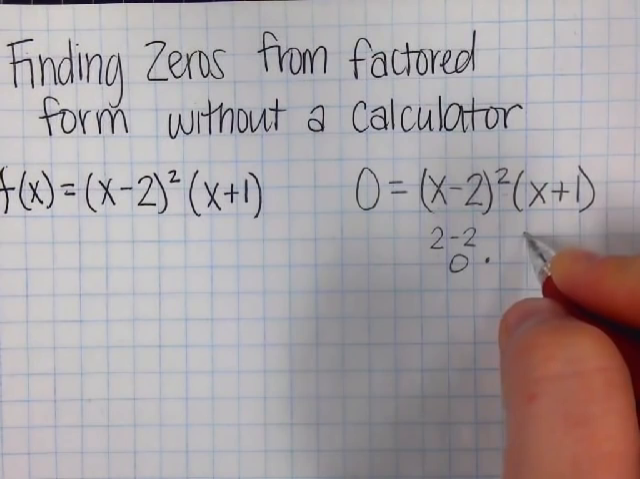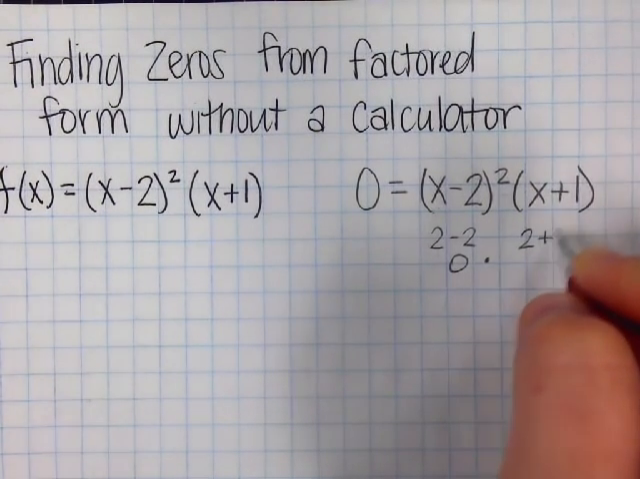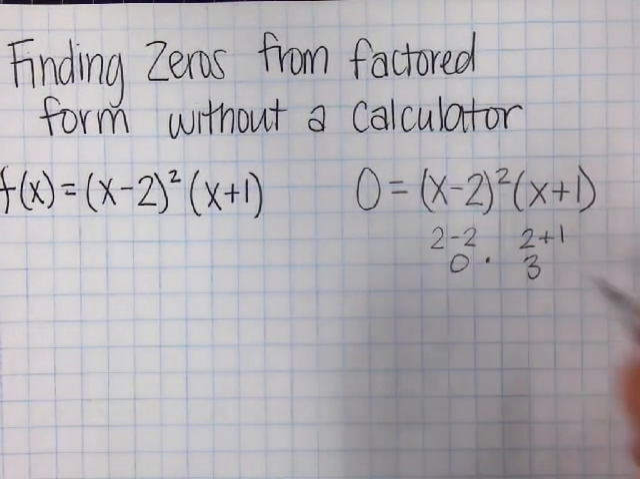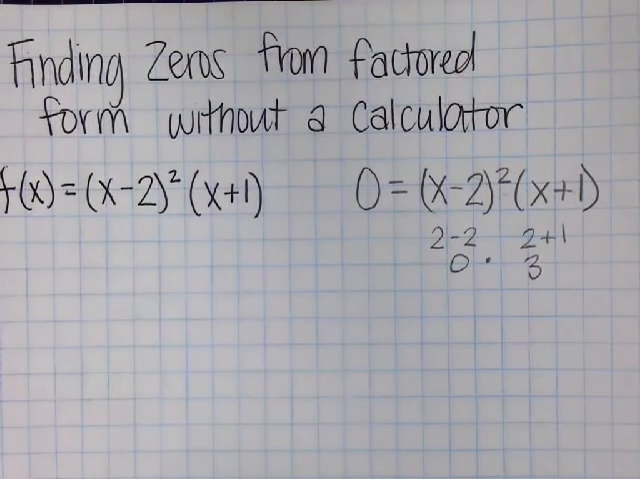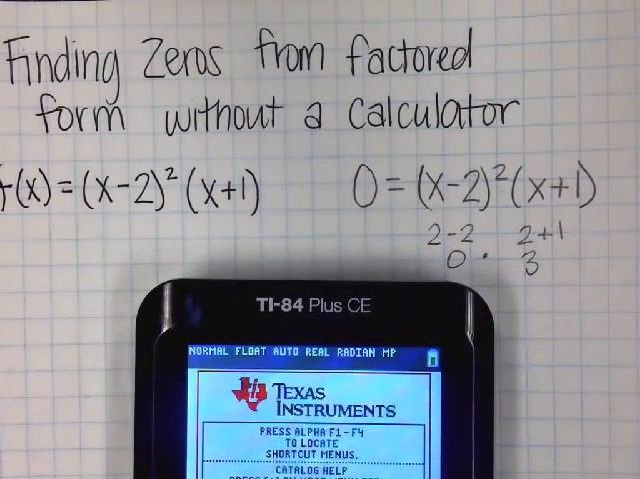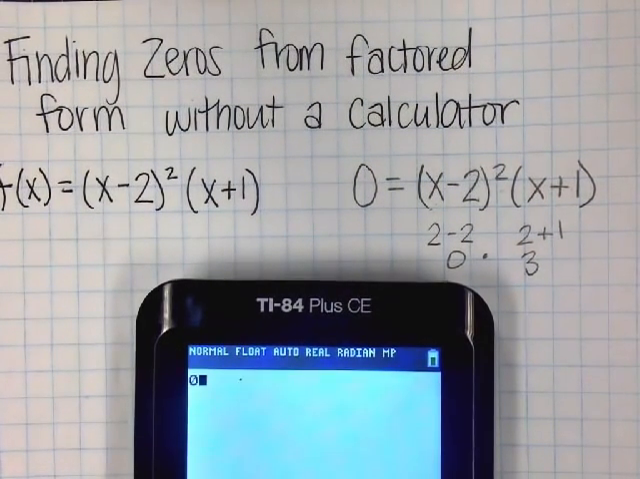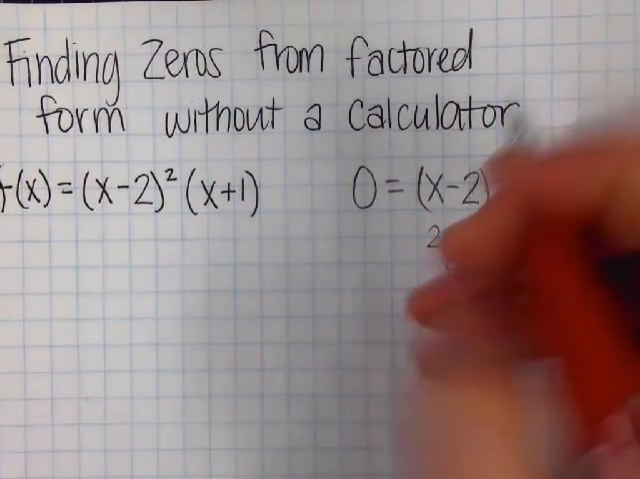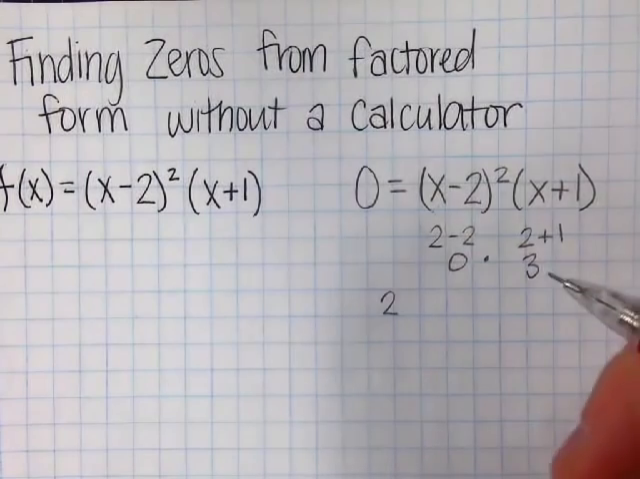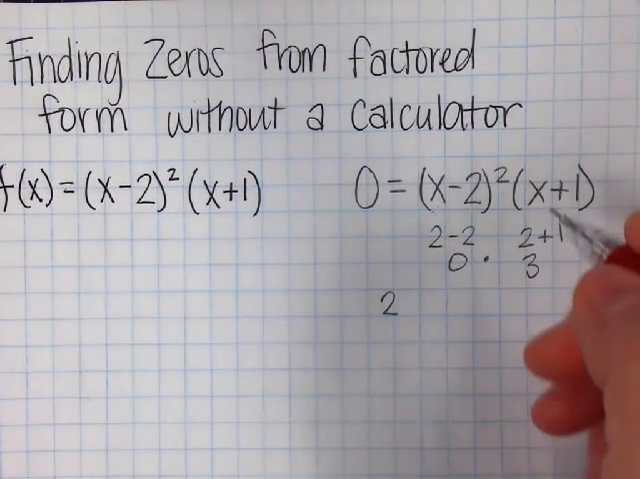So I'm going to go ahead and plug in a 2 just to show you. So 2 plus 1 is 3. And then in your calculator, if you type in 0 times 3, it's 0. So one of your solutions is 2. And I will show you an easier way to do this so you don't have to guess.